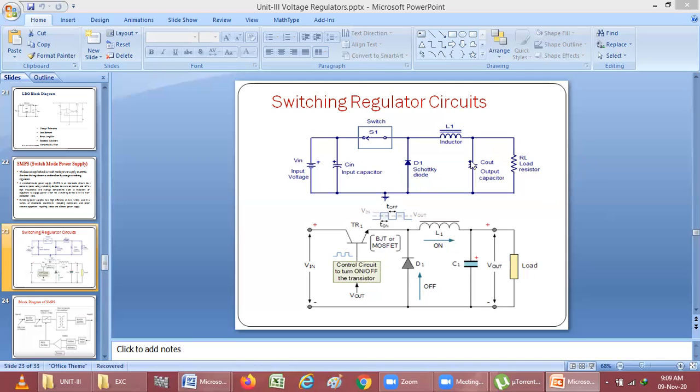We are using an inductor and a capacitor as a storage device, and at the output we can take any circuit that can be used as a load. So here I have taken a resistor as a load. So this is the circuit diagram for the switching regulator. Here, if you see, we are using the Schottky diode.